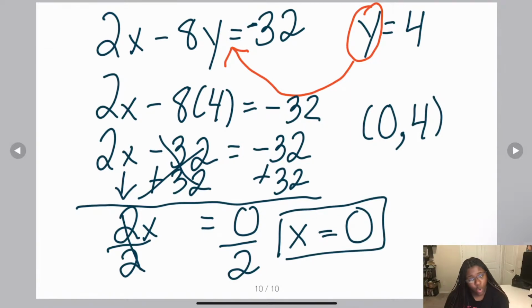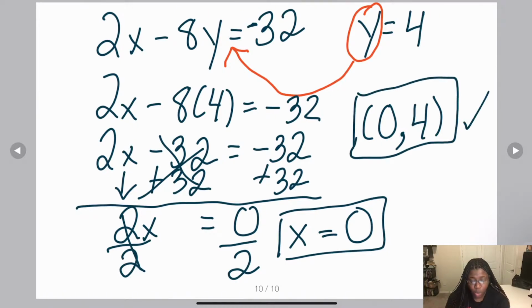You must write it as an ordered pair. So this would be a correct answer on your test, quiz, homework, whatever that it is.